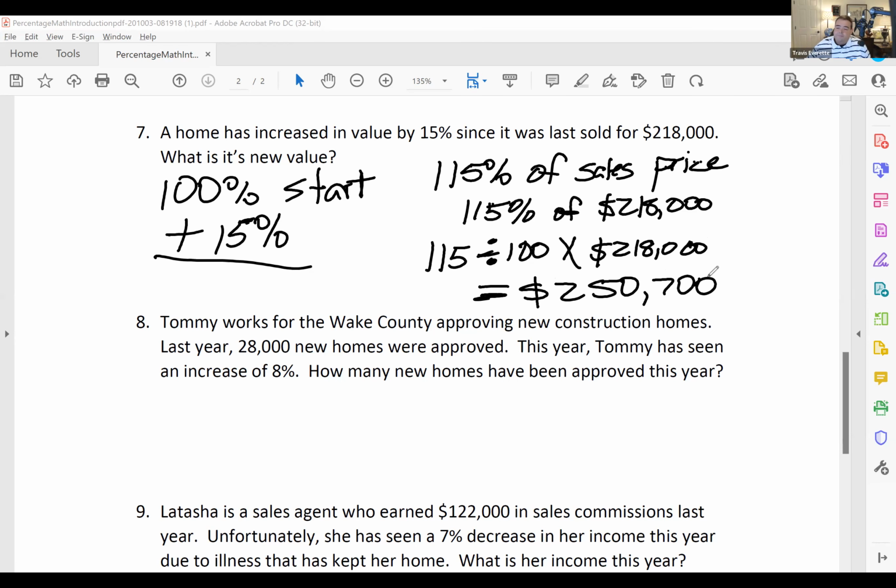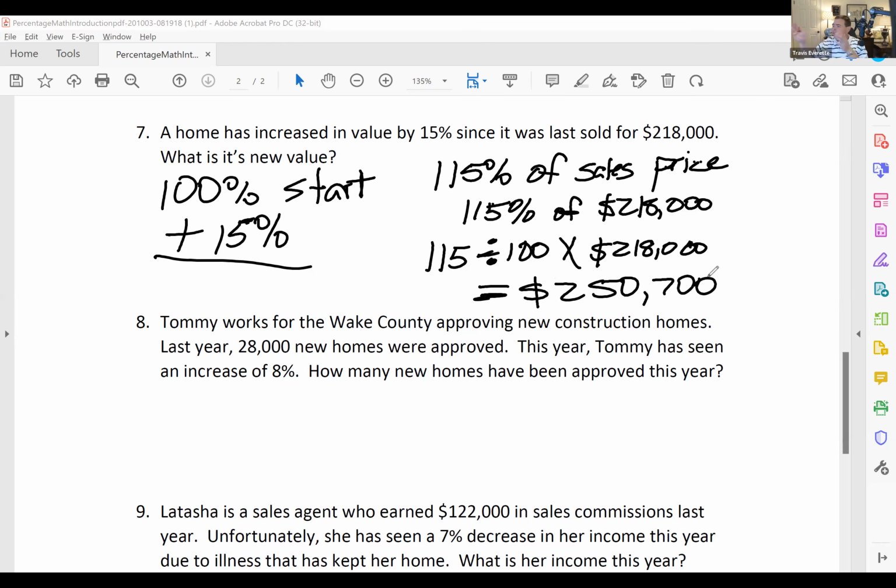Look at number 8. You get to practice that again. It says Tommy works for Wake County approving new construction homes. Last year, 28,000 new homes were approved. This year, Tommy has seen an increase of 8%. How many new homes have been approved this year?